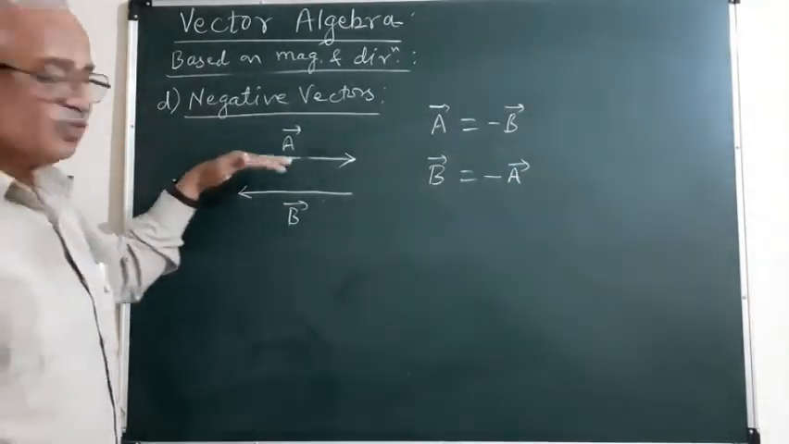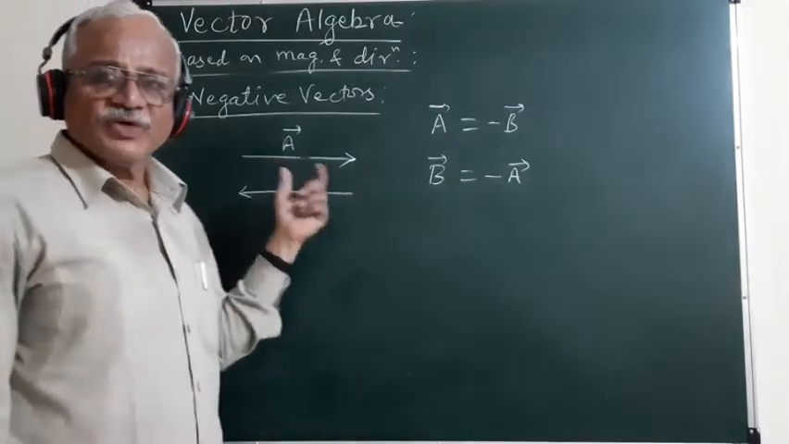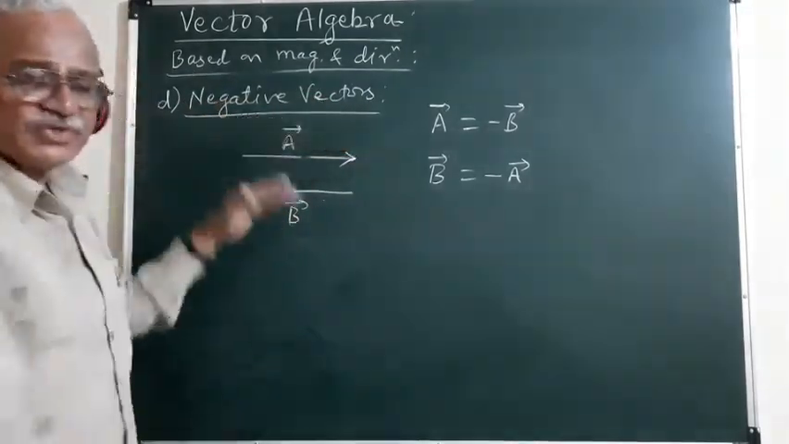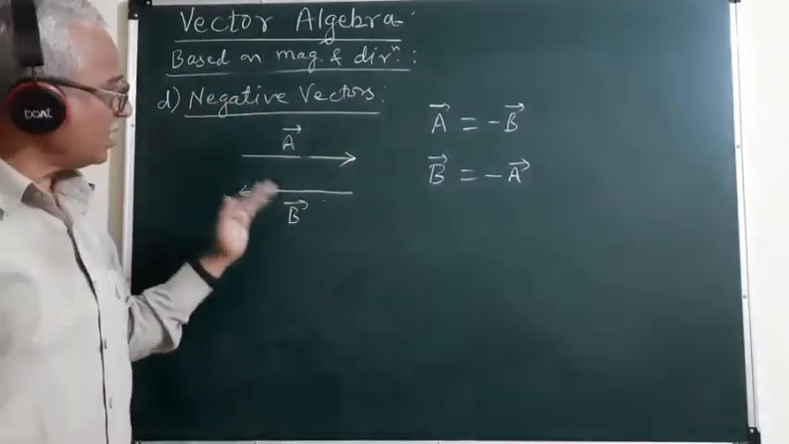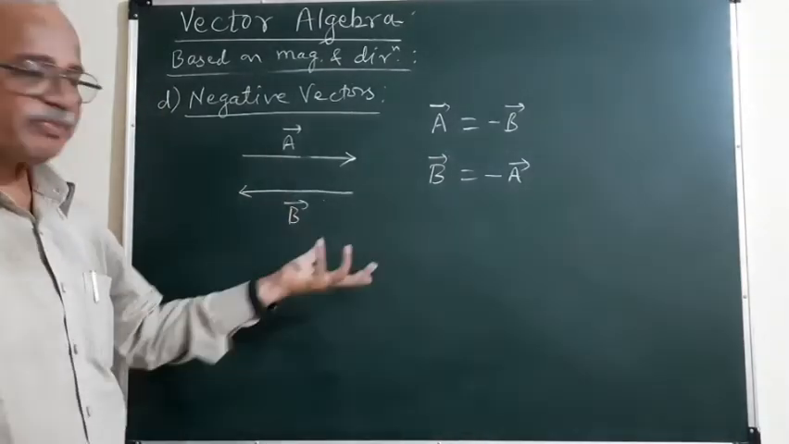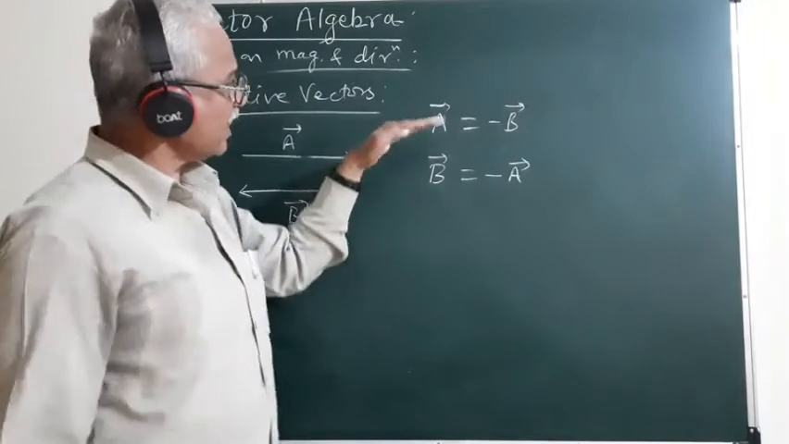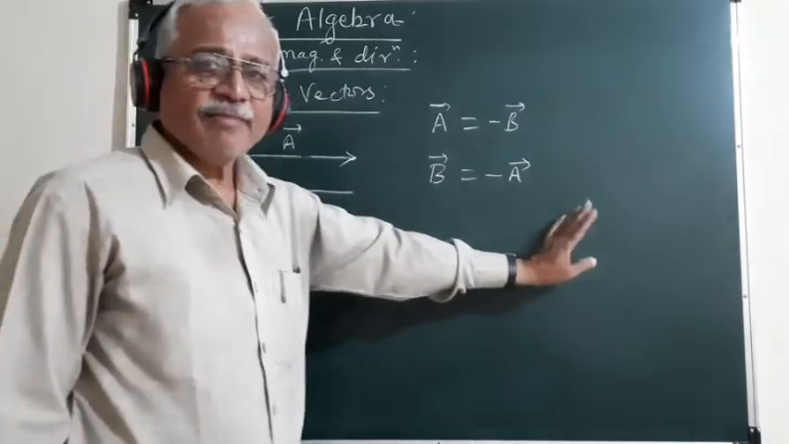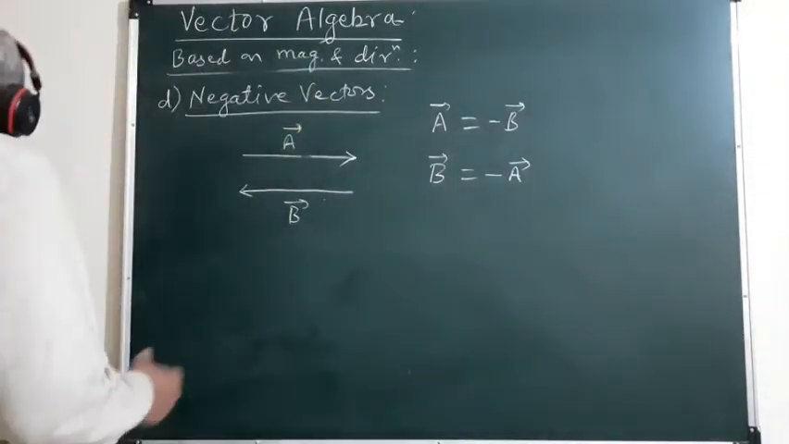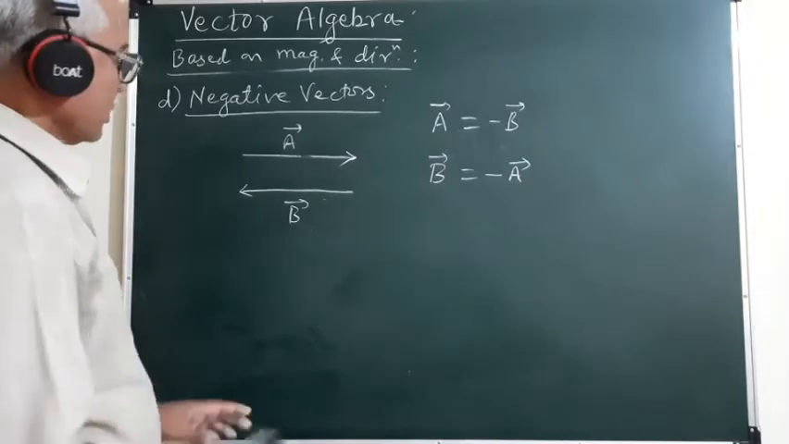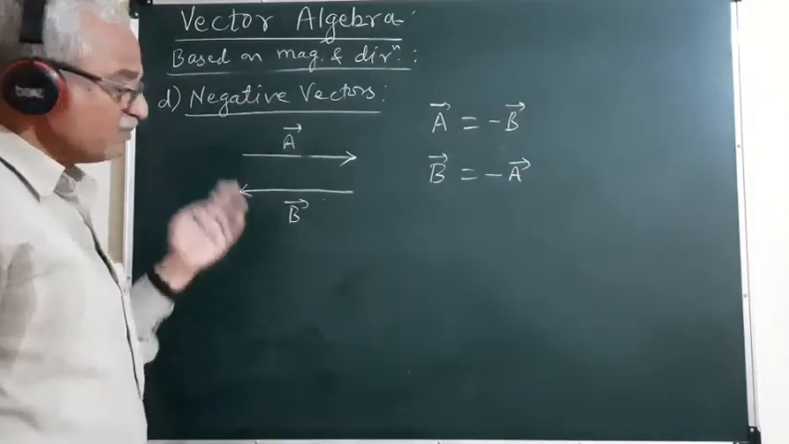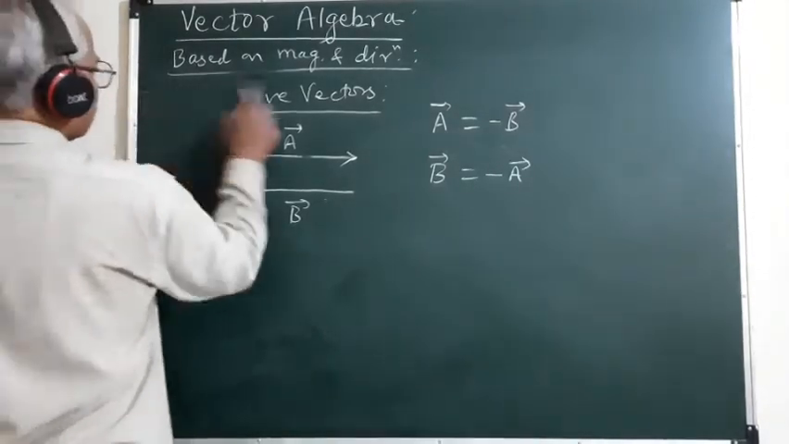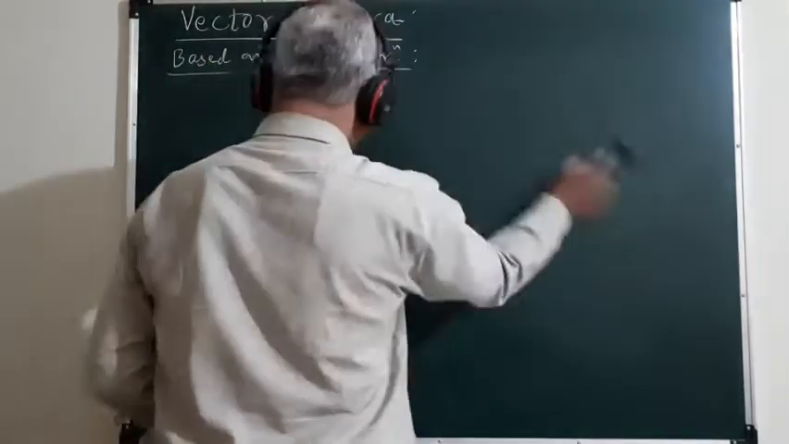If we have the two given vectors A bar and B bar, which are having exactly equal magnitudes, but their directions are opposite to each other, such two vectors are said to be negative vectors of each other. And mathematically, we can represent them as A bar equal to minus B bar or B bar is equal to minus A bar. So such two vectors which are having exactly equal magnitudes but opposite directions are called as negative vectors. So that is the next type of vectors.